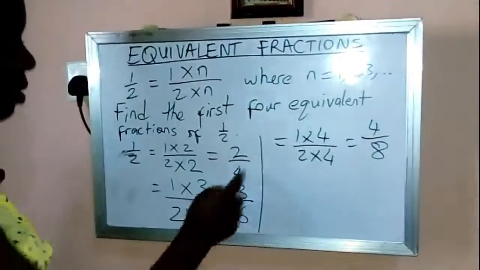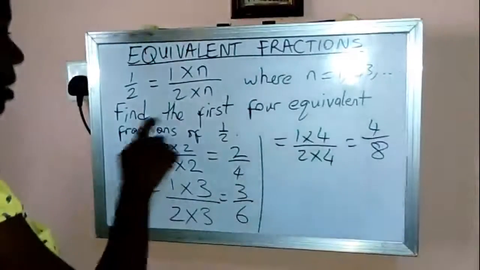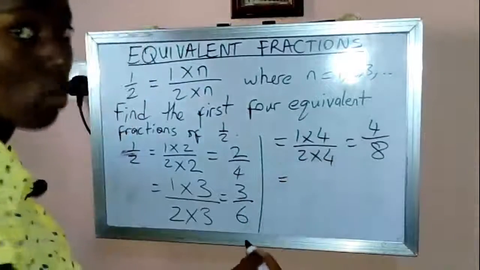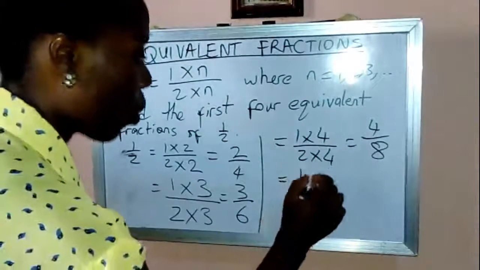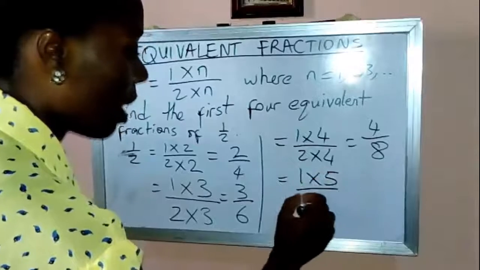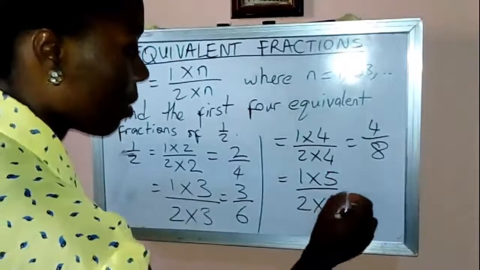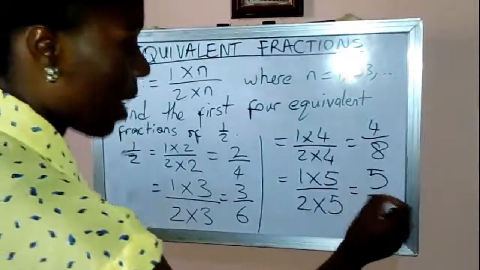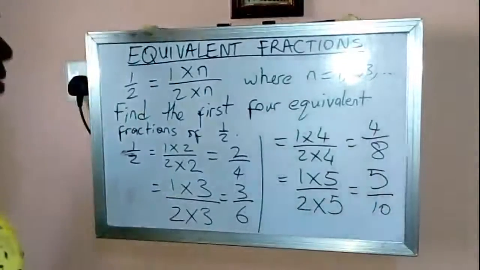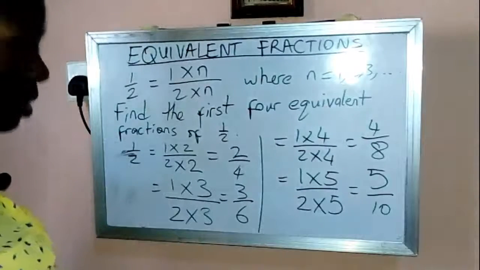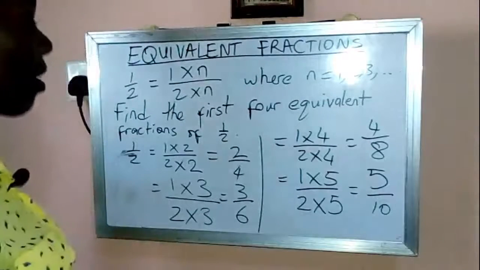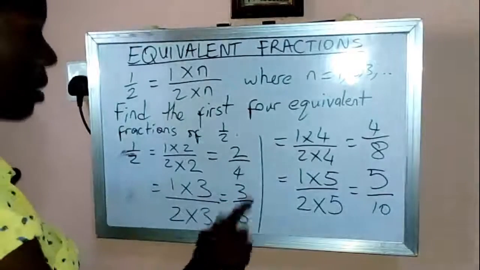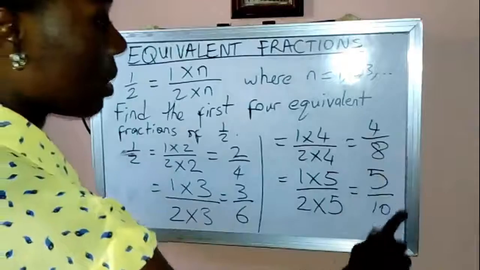So how many have we gotten? 1, 2, 3. Well, the question says find the first 4. Let's look for the next one. After 4, our next number is 5. So we have 1 times 5 all over 2 times 5. 1 times 5 will give us what? 5. 2 times 5 is 10. So our first 4 equivalent fractions will be 1/2 equals this, equals this, equals this, and this lastly.